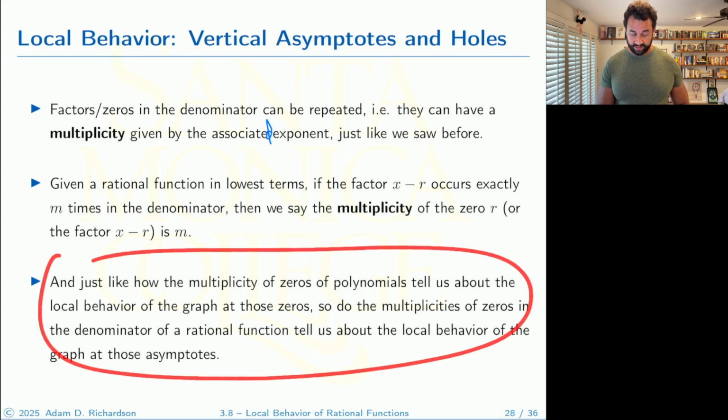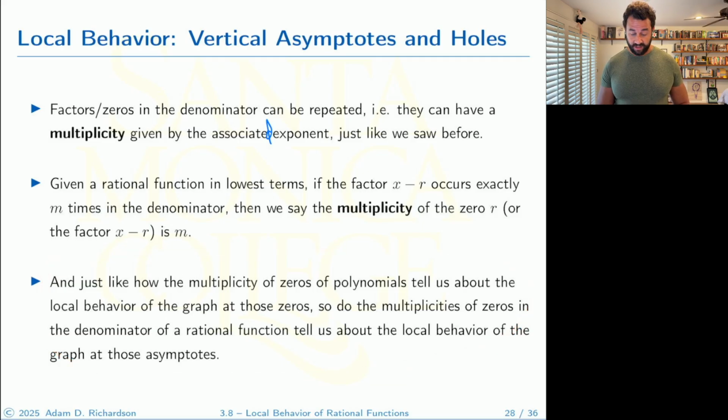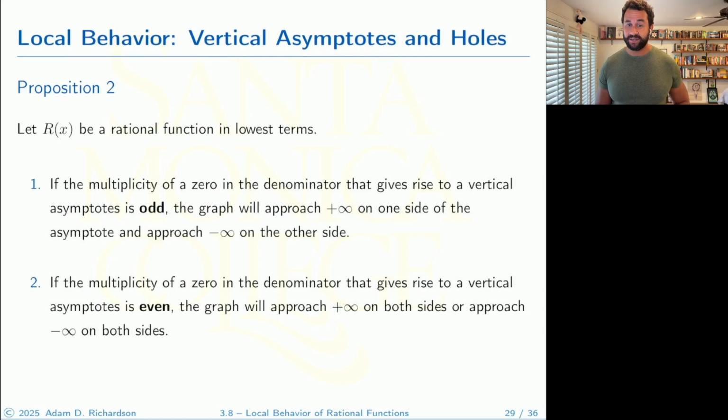Same thing with the zeros of a rational function. The multiplicity of the zeros of a polynomial tells us about the local behavior at the zeros. Well, guess what? The multiplicity of the zeros of the denominator tells us about the behavior of the vertical asymptotes of the graph, which is pretty cool. So here is the specific technical proposition for this.